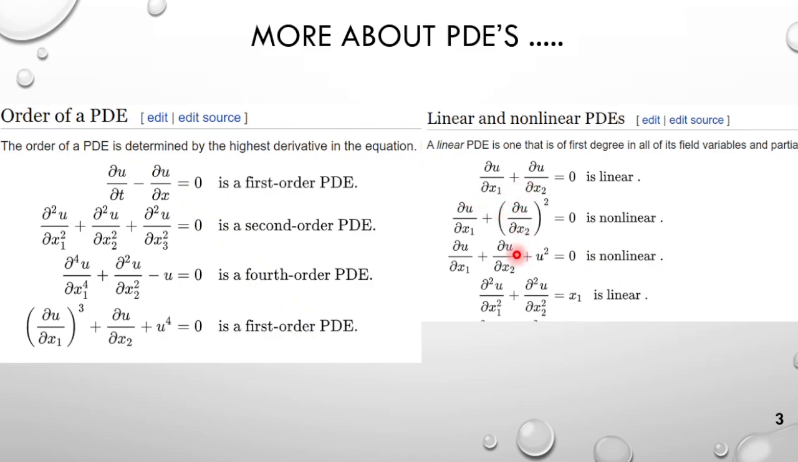Here it is ∂u/∂x₂ whole square, so that is why it is non-linear. So both have to be of first degree. Okay, in that case it will become a linear partial differential equation. So you need to understand these things to come up with a good strategy to solve the problems: which time stepping you have to use, which discretization you have to use. So classification is used mainly to understand this.